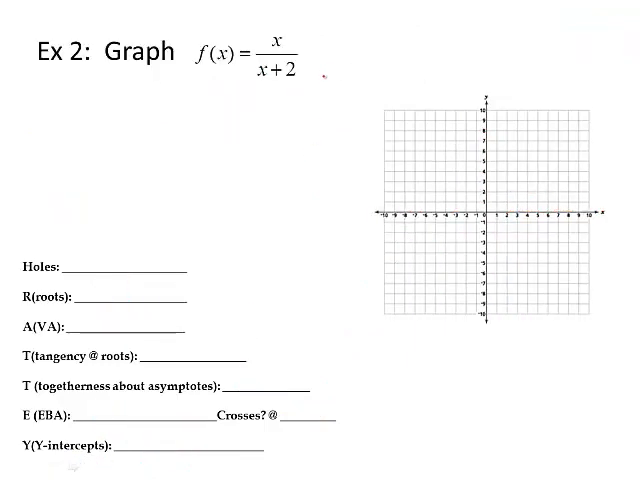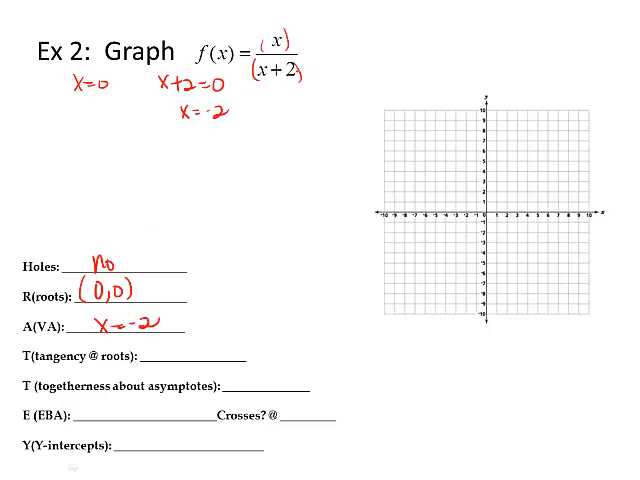Let's try another one, x over x plus 2. All right, it's already factored for me. Thank you very much. Now, are there any holes? No, no common factors that will cancel. The root, if it's just x on top, it's just x equals 0. So my root is at (0, 0). Vertical asymptote, I set x plus 2 equals 0 and solve it. So x is negative 2.